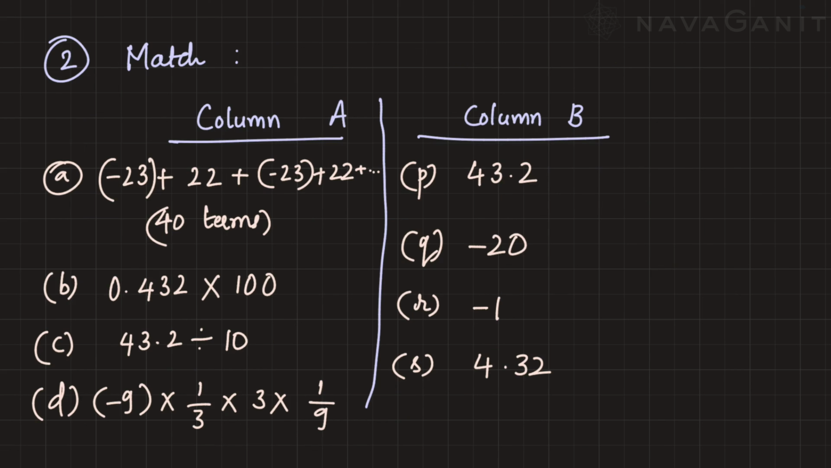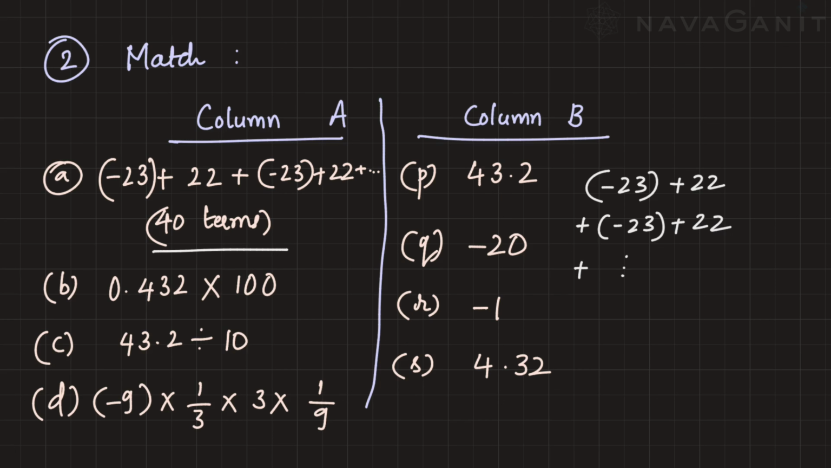Next we have another matching question. So first is minus 23 plus 22 plus minus 23 plus 22 and so on. Like this we have 40 terms. So minus 23 plus 22 plus minus 23 plus 22 plus so on.